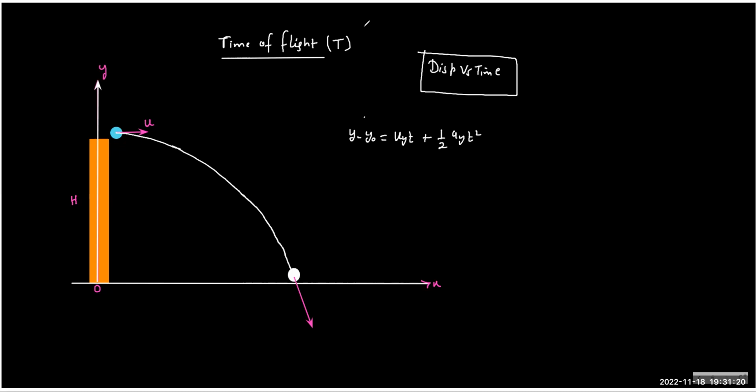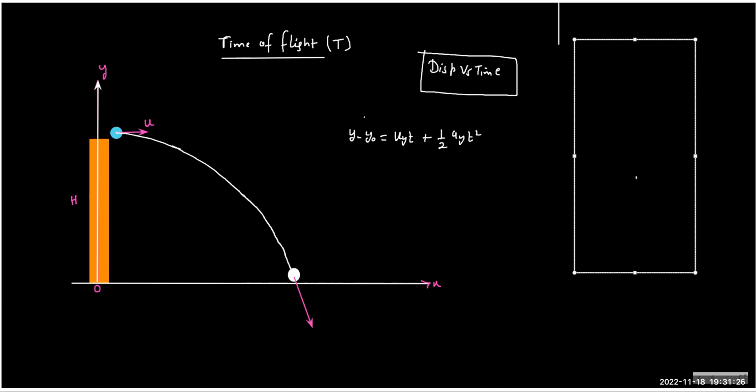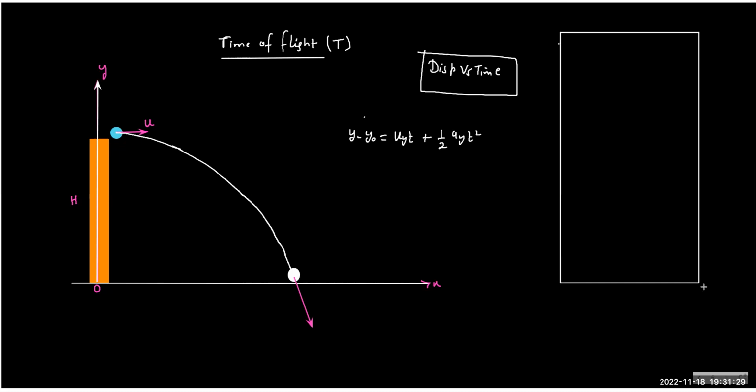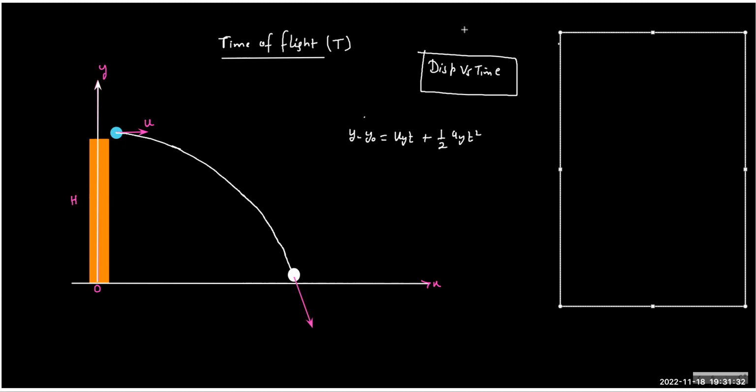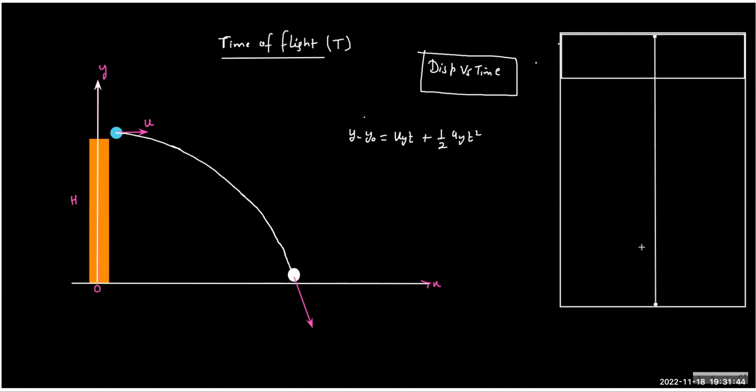So what you can do is make a table first of all. Before you begin solving a question, you can make a table. And in this table, make two columns. Let's say this is x, this is y: x component, y component. In kinematics, we have only three things: position, velocity, acceleration.